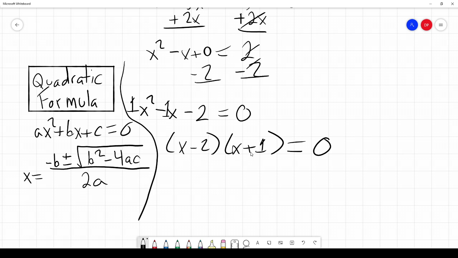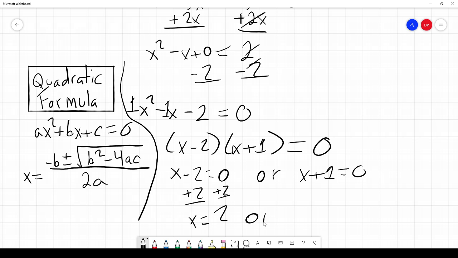So now, this is the zero product property. It says if you have a product equaling 0, one of your factors has to be 0. So either x minus 2 equals 0 or x plus 1 equals 0. Which means here, add 2 to both sides, so either x equals positive 2, or right here, if you subtract 1 from both sides, x equals -1. So those are your 2 answers.